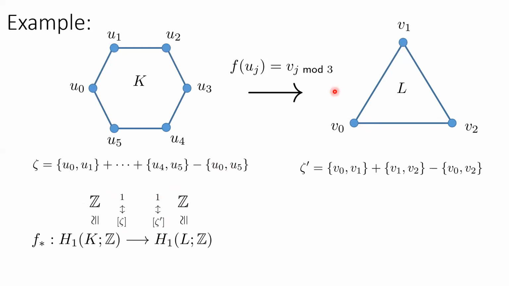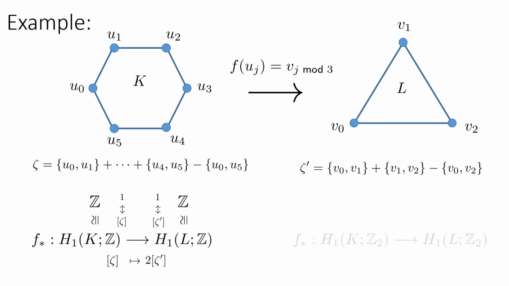If you look at F star of the map induced by F, then what it is doing is sending this cycle, zeta, to 2 times zeta prime, meaning I'm going to round this guy 2 times. And this is all sort of out of the algebra. One can track step by step the definition of F sharp in terms of F star, in terms of F sharp, and so on.